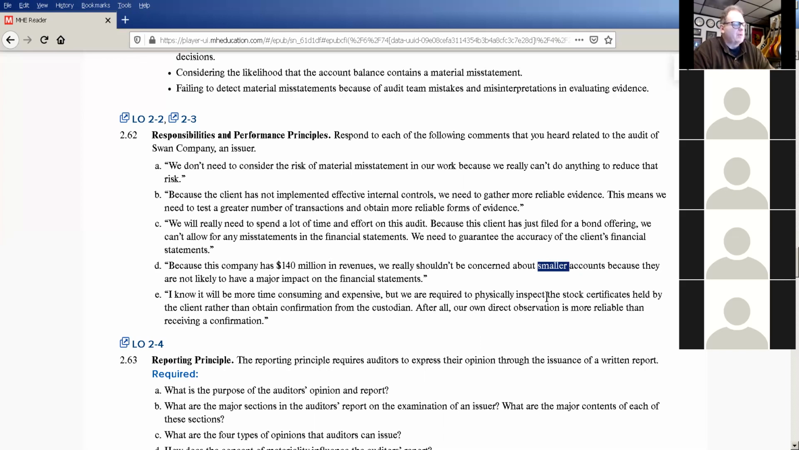We're going to talk about this in the next chapter, or the chapter after that, about materiality. That is, you actually define what is material. So just saying smaller accounts is too vague. You kind of have to put a dollar amount on it. But we do only look for things that are material, and if they're not material, we don't worry about it. The question here is, what do they mean by smaller accounts?